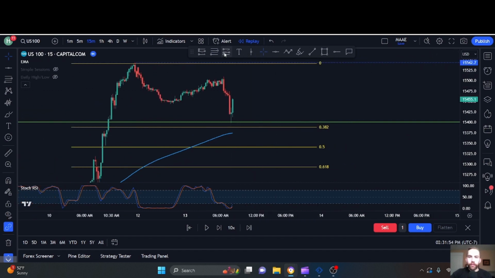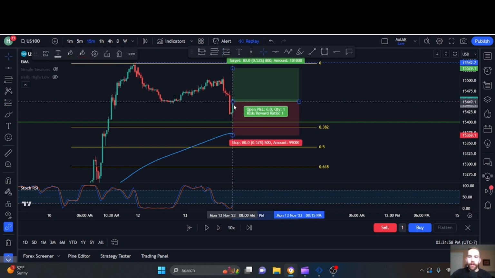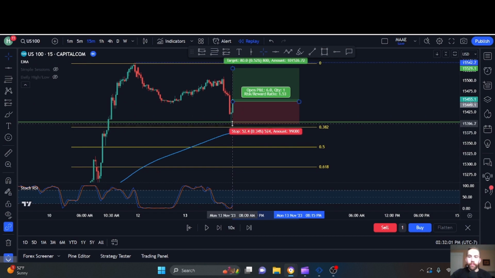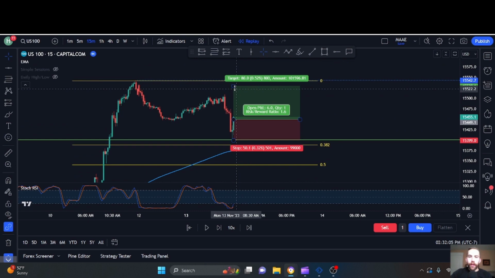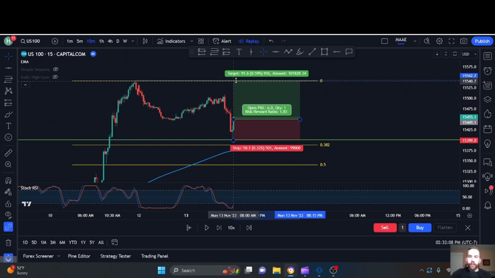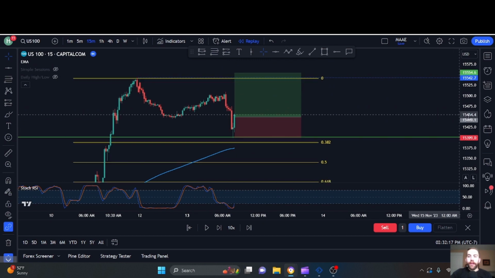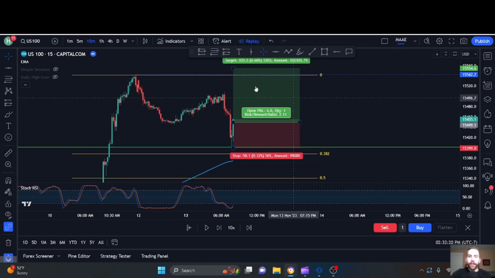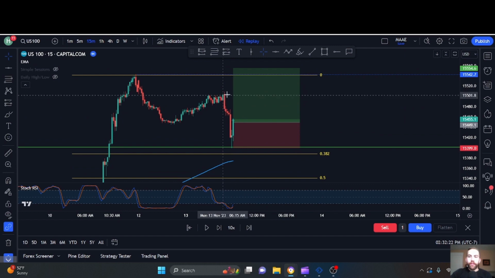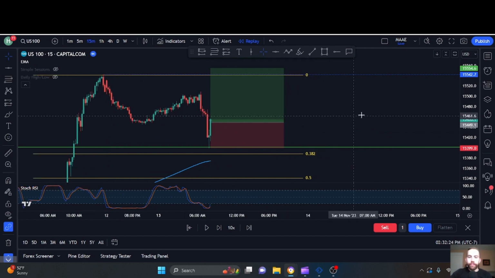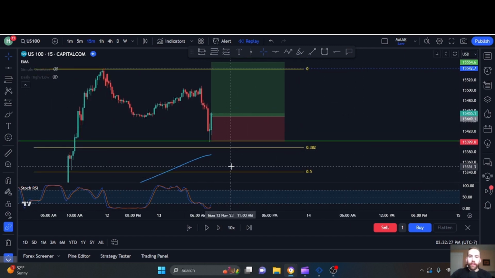My entry was 15,447. My stop loss was just below that low at 15,399. And for 1 to 2, I targeted 550. However, as that is above previous day high, and it is a Monday, and I do like to try and get some momentum on Mondays, I was looking more towards this 500 area for targets. But yeah, everything looked good for this setup.